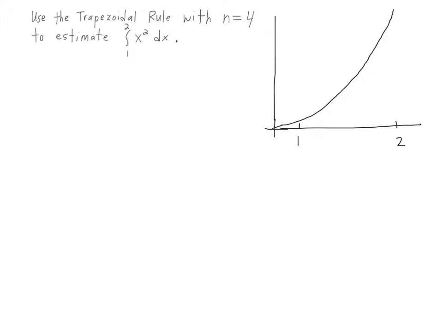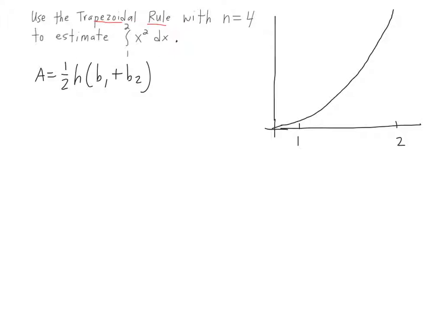So in this example, we are told to use the trapezoidal rule with n equals 4, so we're talking about 4 subintervals or 4 trapezoids, to estimate the area underneath x squared from x values ranging from 1 to 2. So, let's jot down our area formula of a trapezoid. Let's start by doing that.